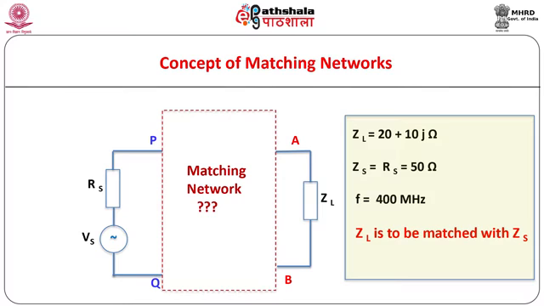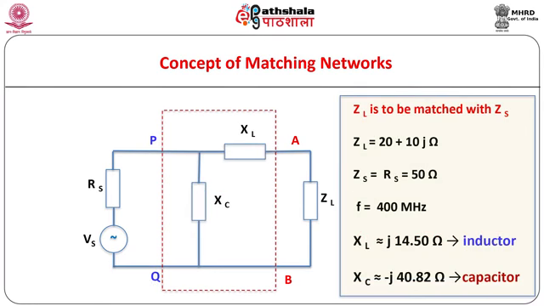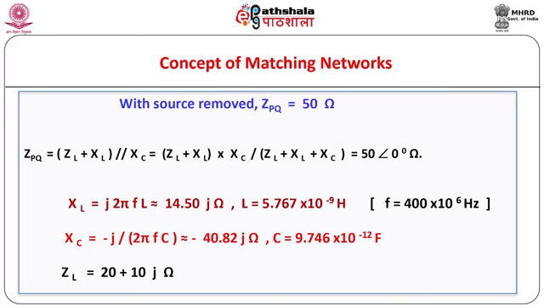The calculations are not as easy as in the earlier problem with the resistive network. Matching networks of different types can be found as a solution. One of the solutions is as shown. We can verify numerically that with the source removed, the impedance ZPQ across the terminals P and Q has the desired value of 50 ohm.